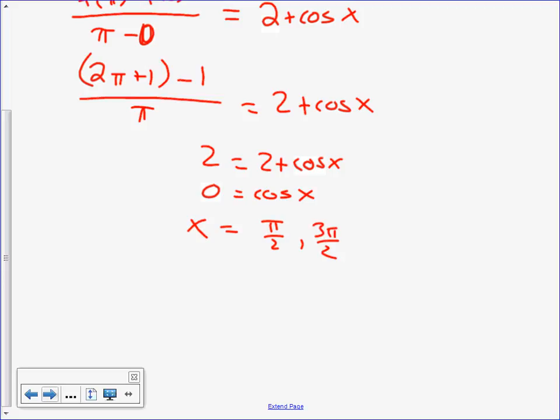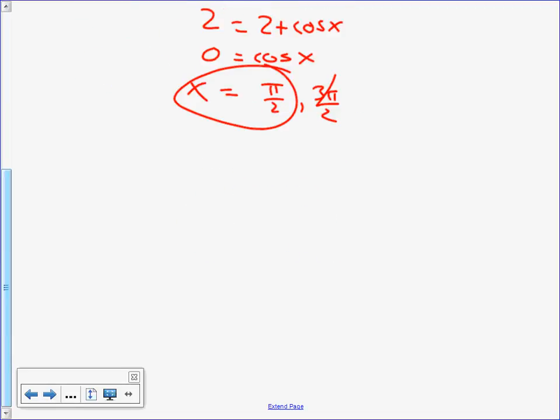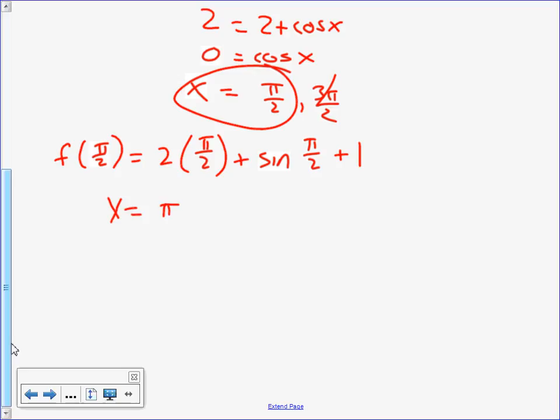Is that between 0 and pi, though? Which one between 0 and pi? The first one. So we're going to go with this, right? And then plug it in. So f of pi over 2 is equal to 2 times pi over 2 plus sine of pi over 2, plus 1. 2 is gone, so that's pi. Sine of pi over 2 is 1, right? Yep.